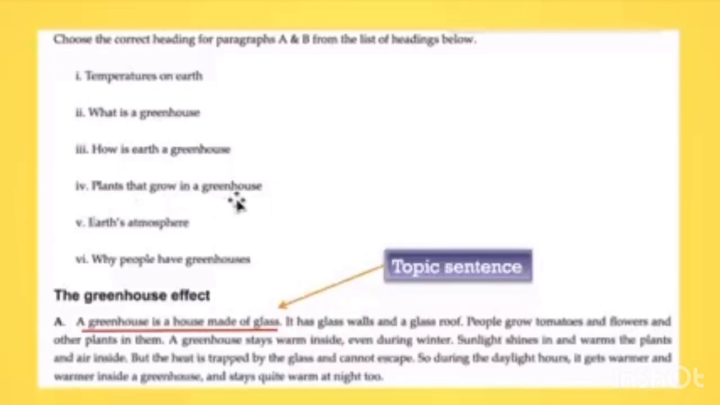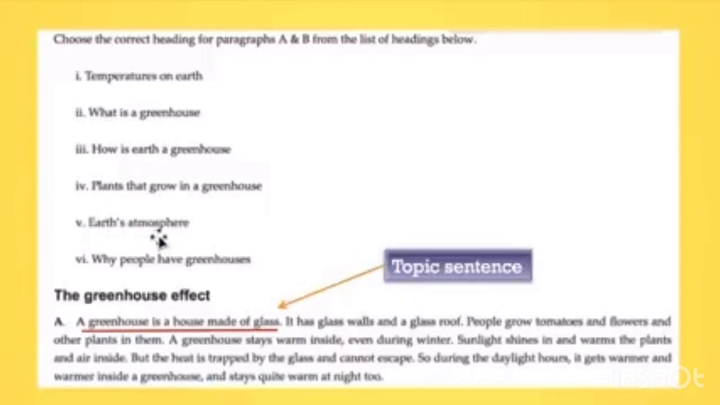Plants that grow in a greenhouse. Well, they do talk about plants here, warm the plants and air inside. People grow tomatoes and flowers and other plants in them. So that information is here. But remember that this is a heading matching question. It is not an information matching question, it's a heading matching question. So although this information is here, it's not necessary that that can be the heading of this entire paragraph, right? So that's a possibility. Let's look at the next one.